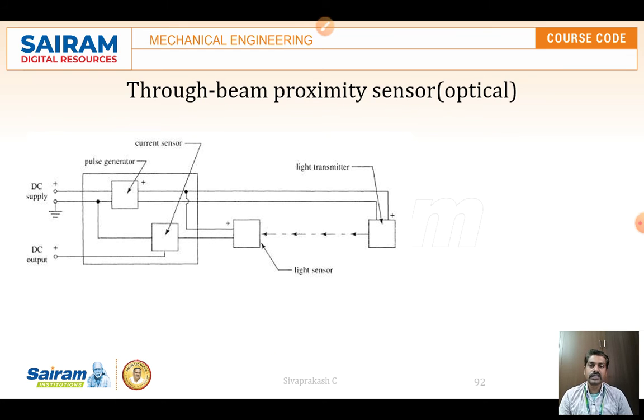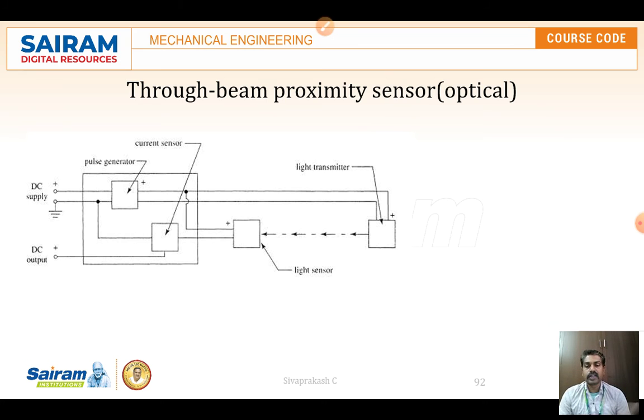So you can see this is a through beam proximity sensor, where one sensor is out, and the opposite is the light sensor, where the transmitter and the receiver are directly opposite each other. In this case the pulse generator produces a pulse, and it goes to the light transmitter. Through the light transmitter, the infrared light passes, and one light sensor, which is a receiver, receives the light transmitted on the opposite side.